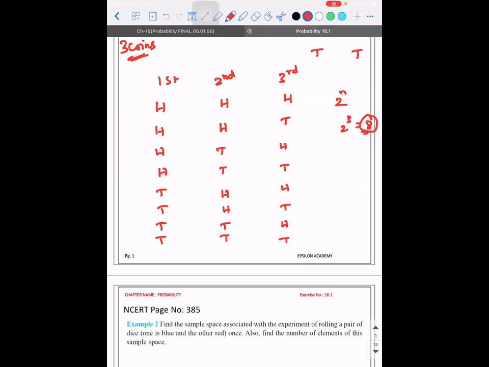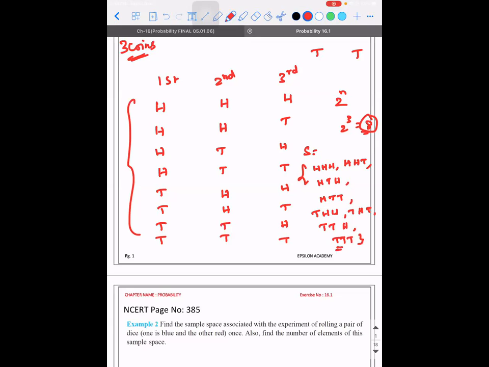Are you able to understand this? So these are all the possible outcomes that you have. So what will the sample space be? The sample space will be equal to head head head, head head tail, head tail head, head tail tail, tail head head, tail head tail, tail tail head, tail tail tail, all these things. Am I clear, guys?